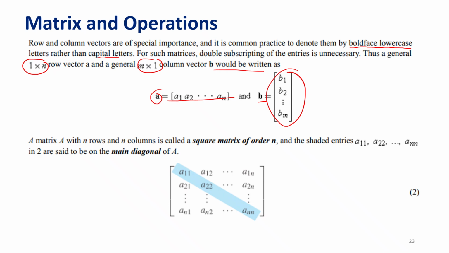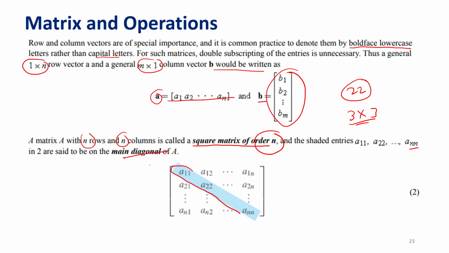Okay. And another important part is when you have n by n rows and columns, we call that a square matrix with the order of n. So a 2 by 2 matrix is a square matrix with the order of 2. A 3 by 3 matrix is a square matrix with the order of 3. And this one, an n by n matrix, you will have like this with the order of n, and the main diagonal will be the one that has the same subscripts in the index here, where i equals j is the diagonal.